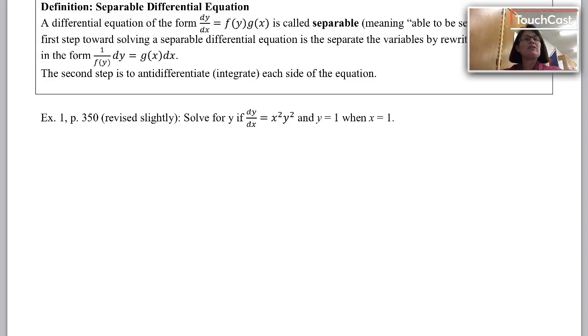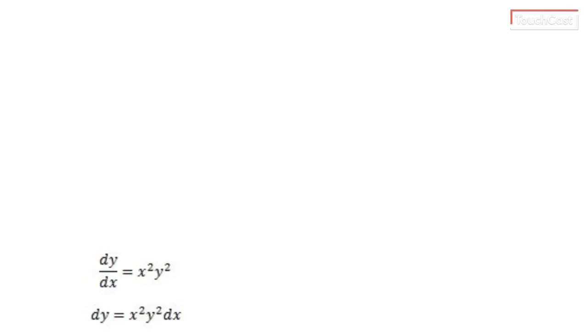If I want to solve this differential equation, dy dx is x squared y squared, and I've been given an initial condition, I'm going to, as you probably guessed, try to find antiderivatives. An antiderivative that, if I took its derivative, I would get x squared y squared. So here's how I'm going to start. I want to have everything that has a y on the left-hand side. I want to move everything that has an x in it to the right-hand side.